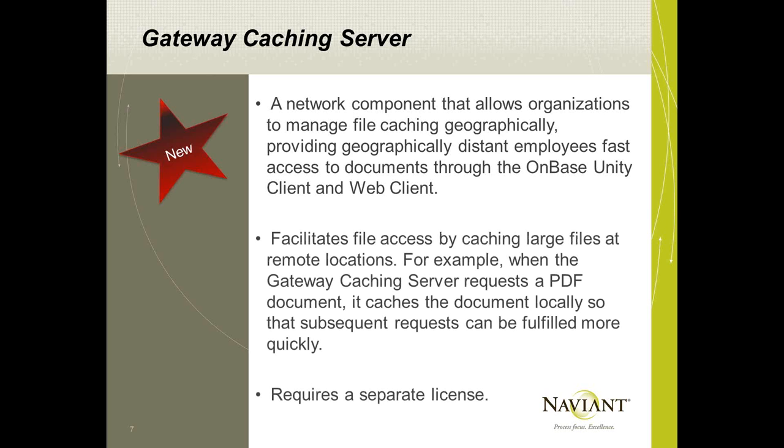So for example, Gateway Caching Server requests the document. The first time it pulls down that document, it may take a little bit longer because it's grabbing it from the home office, but then it caches it to the local server where that person is, or closer to where that person is. And then subsequent requests will pull from that cached file rather than from the home office. So it does require a separate license.